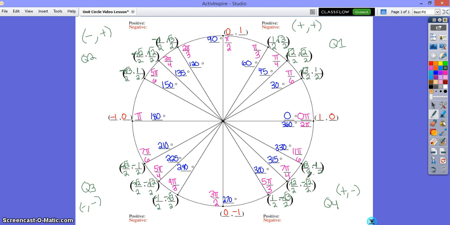So those are all the values on your unit circle. Again, see the different video on how to figure out where these values are coming from. Check out the next video.